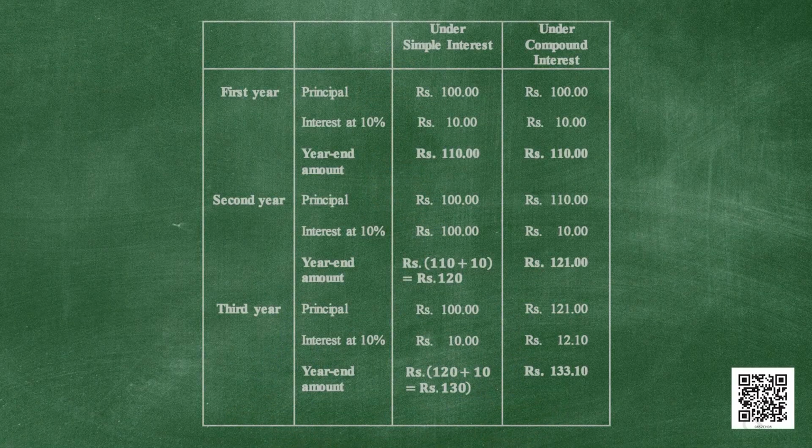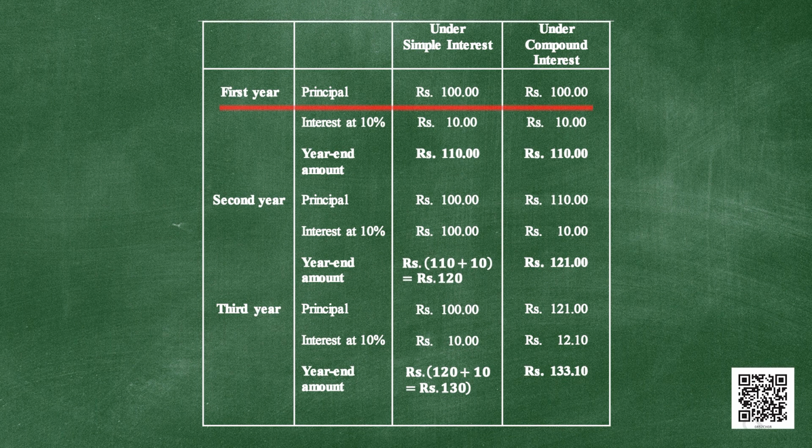Students, let's try to look at the difference between the simple interest and the compound interest. To have a clear distinction between these two, let us take up a principal of rupees 100 at the rate of 10% per annum. Look at the given table. In the first year, the principal amount under simple interest is rupees 100 and of course under compound interest is also rupees 100. Since interest is at 10%, under simple interest it is rupees 10 and under compound interest it is also rupees 10.